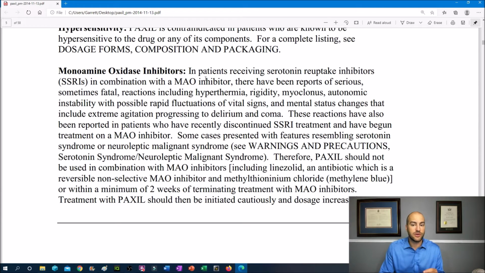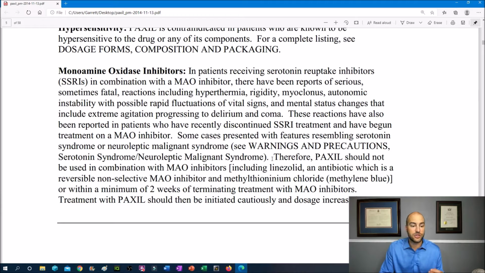Monoamine oxidase inhibitors. So in patients receiving serotonin reuptake inhibitors, SSRIs, in combination with a monoamine oxidase inhibitor, there have been reports of serious and sometimes fatal reactions, including hyperthermia, rigidity, myoclonus, autonomic instability, with possible rapid fluctuations of vital signs, and mental status changes that include extreme agitation, progressing to delirium and coma. These reactions have also been reported in patients who have recently discontinued SSRI treatment and have begun treatment on a monoamine oxidase inhibitor. Some cases presented with features resembling serotonin syndrome or neuroleptic malignant syndrome.